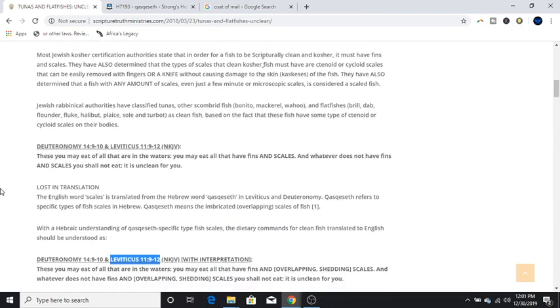Most Jewish kosher certification authorities state that in order for a fish to be scripturally clean or kosher, it must have fins and scales. They have also determined that the types of scales that clean kosher fish must have are ctenoid or cycloid scales that can be easily removed with fingers or a knife without causing damage to the skin of the fish. They also have determined that a fish with any amount of scales, even just a few minute or microscopic scales, is considered a scaled fish. And we know that tuna has microscopic scales.